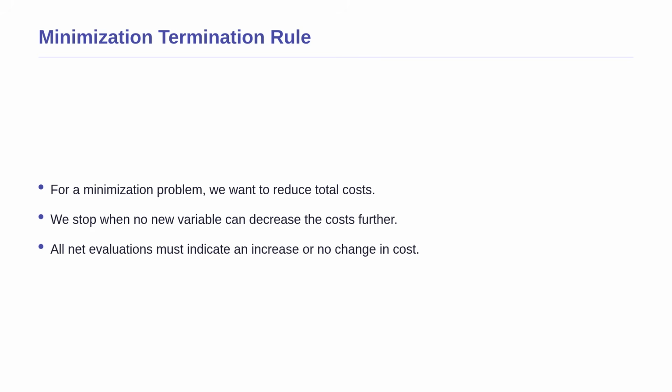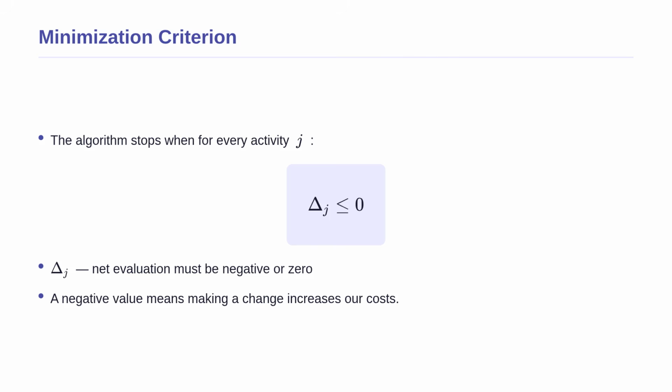Now that we have mastered maximization, let us flip the scenario and look at minimization. In a minimization problem, like minimizing the cost of materials, our goal is to find the deepest valley instead of the highest peak. We want to reduce costs as much as possible. Therefore, the algorithm should terminate when bringing in a new activity would only increase our costs or keep them exactly the same. We stop when we have successfully found the absolute cheapest possible solution, and no further changes can save us any more money. This leads us to the mathematical stopping condition for minimization.